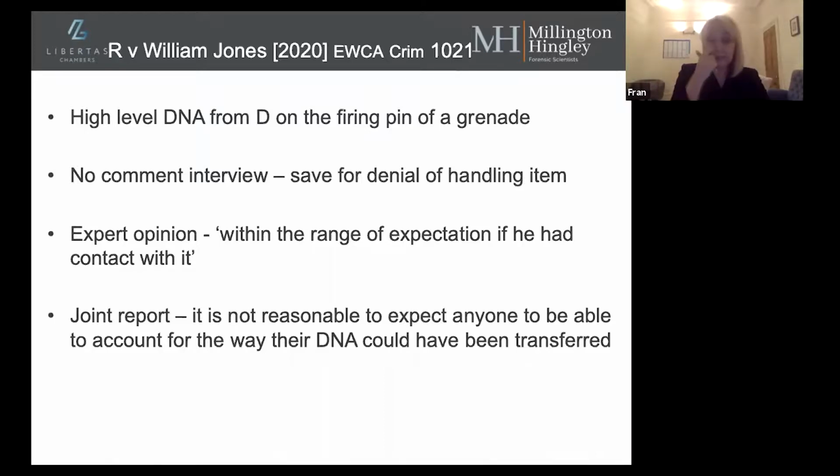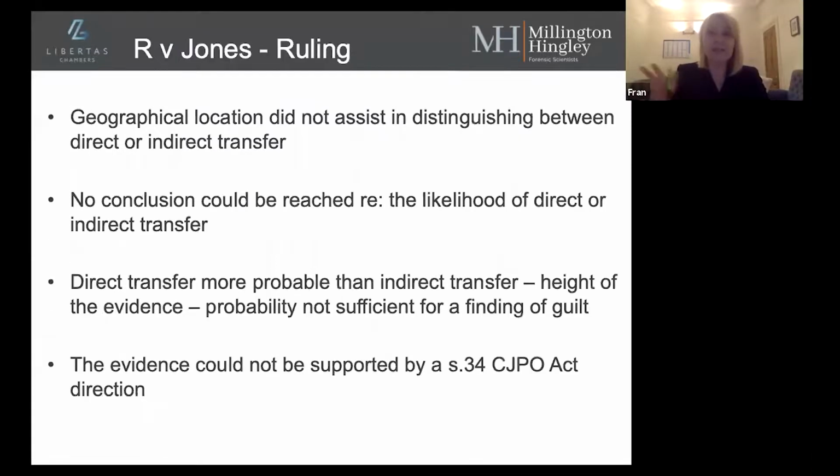So the ruling in Jones was obviously considering a movable object. They considered all the points in Sakiri. In relation to geographical association or connection, which I was erring on the side of caution with before, they looked at that and thought that actually it didn't really help them. This offence occurred in Warrington. Mr. Jones lived in Warrington, only up the road, really, from where the grenade had been thrown.